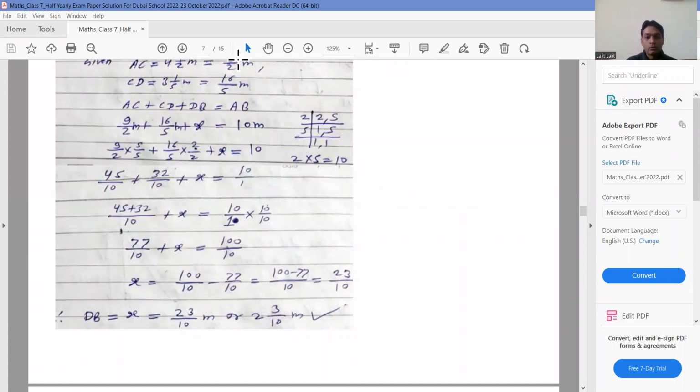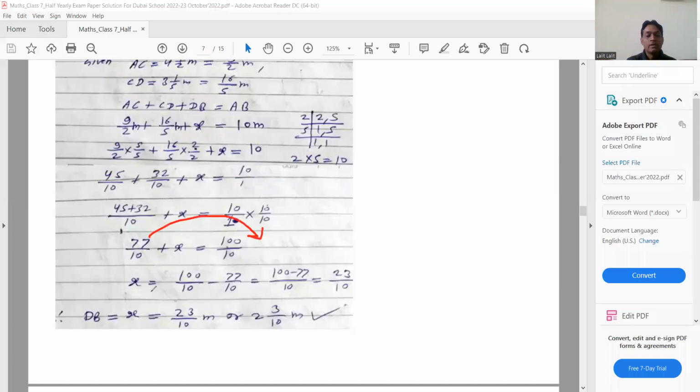Now transpose method: take the term from left hand side to right hand side. So this will convert into negative sign. 100/10 minus 77/10. Because we have already made the denominator same, 10, so 100 minus 77 over 10, which is 23. So the value of the third piece of rope, which is DB, which we have taken x, is equal to 23/10 meter, or if we convert it into mixed fraction, it is 2 3/10. So this is the answer.